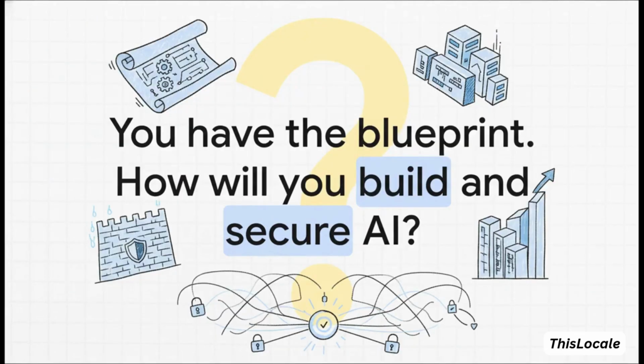So we'll end with this thought. You now have the blueprint for the backbone of modern AI. So the question is no longer just what can you build, but how are you going to build it? How will you use this knowledge to innovate while making sure that safety, security, and responsibility are baked in from the very start?